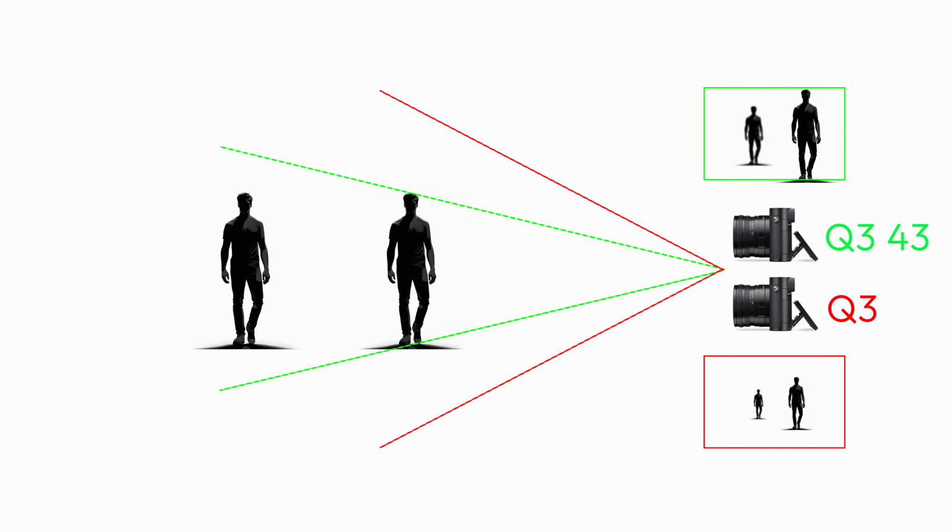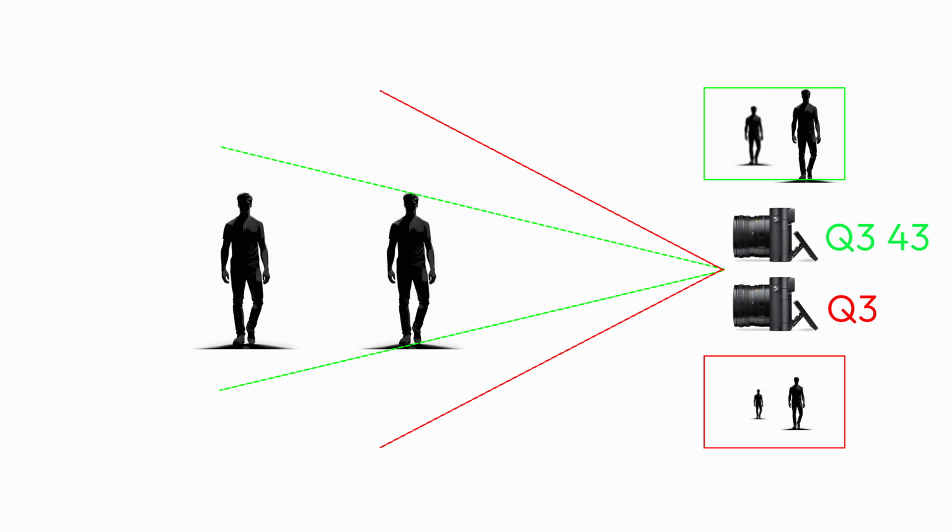What you're looking at here is the two cameras side by side, effectively. The green box on the top right shows the framing of the Q343, and the red box at the bottom right shows the framing of the Q3. The red line shows the angle of view of the Q3, and the green line shows the angle of view of the Q343. What I want to draw your attention to is the nearer figure fills the frame precisely on the Q343. So taking a picture with the Q3 from the same position with the wider angle lens makes that subject look smaller and therefore look further away.